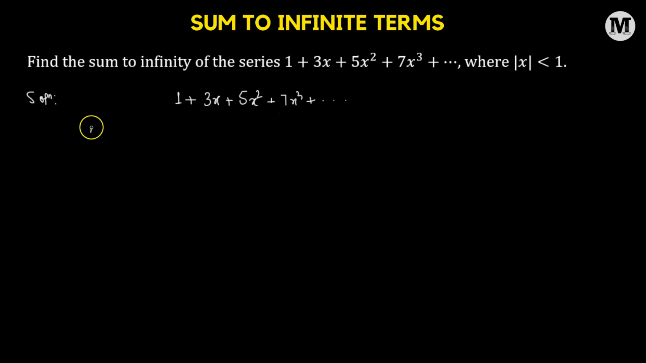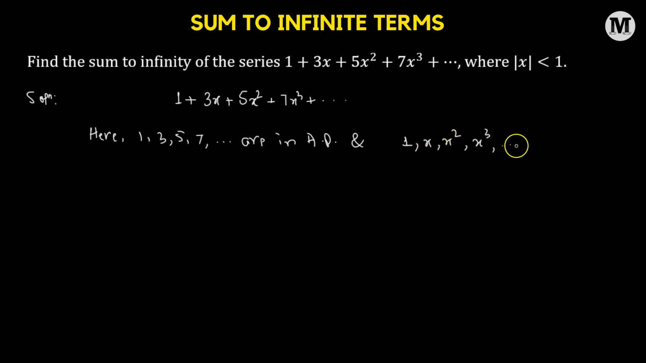For instance, if we consider the sequence 1, 3, 5, 7, the constant coefficients, these terms are going to be in arithmetic progression. And if we take from the first term 1, then the next term x, the third term x squared, the fourth term x cubed, and so on, these terms are going to be in geometric progression.